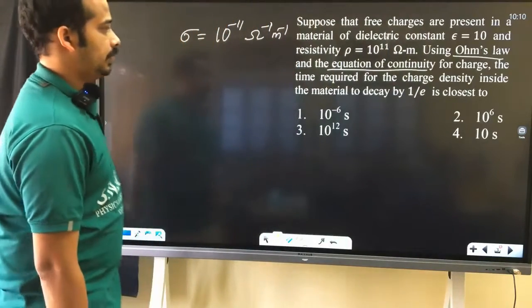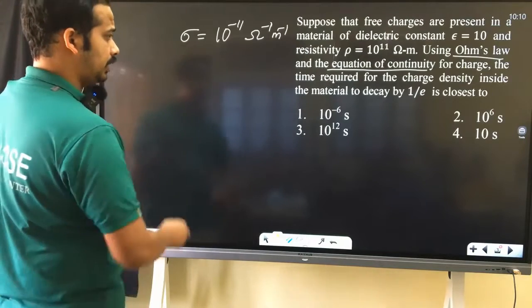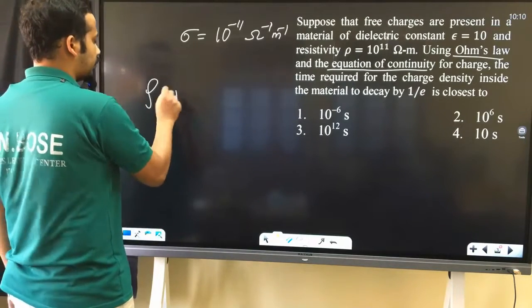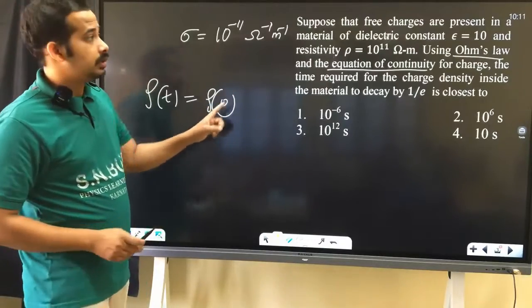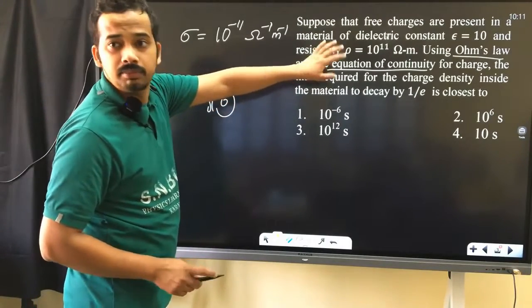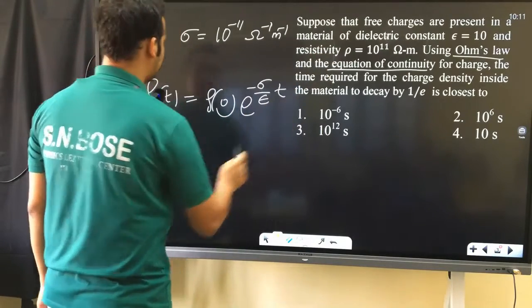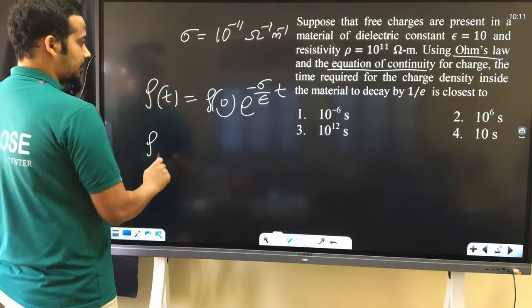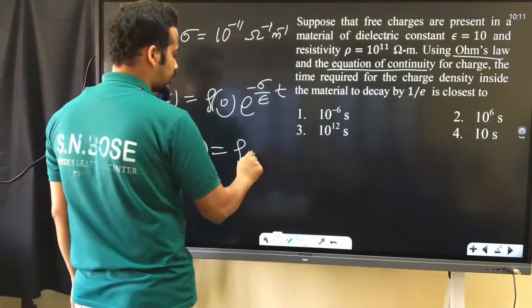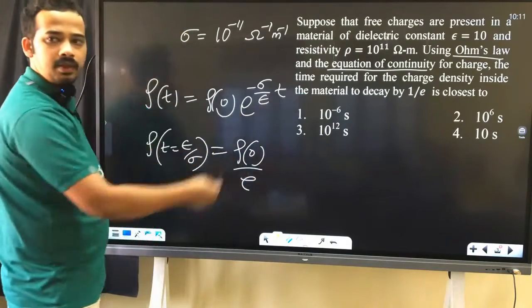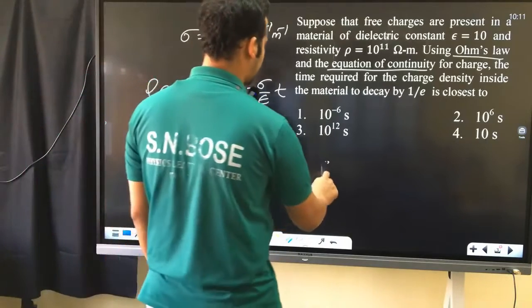The time required for charge density inside the material to decay to 1 by e. Rho of t is equal to rho naught. This rho is charge density, this rho is resistivity, a bit confusing terminologies. e power minus sigma by epsilon into t. Am I right? So at t equal to epsilon by sigma, that's equal to rho naught by e. That time that you are looking at is epsilon by sigma.